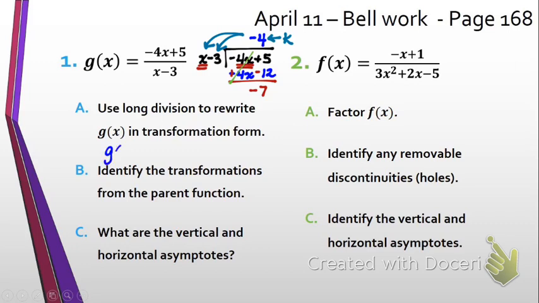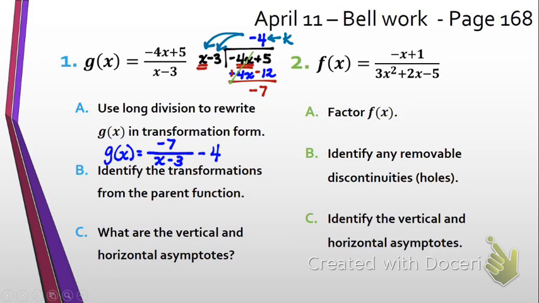Okay, I'm ready to write it in transformation form then. So I would have g of x equals what? Negative 7 over x minus 3 minus 4. Remember that first number that we write down, that's our whole number. That's k. That's not part of the fraction. What we find after we distribute, flip the signs, and combine, that's our a value. That's our remainder. That still is part of the fraction. Denominator stays the same throughout.